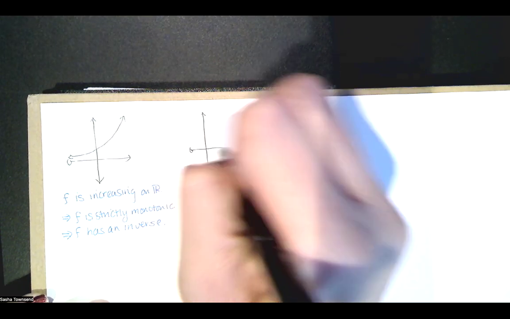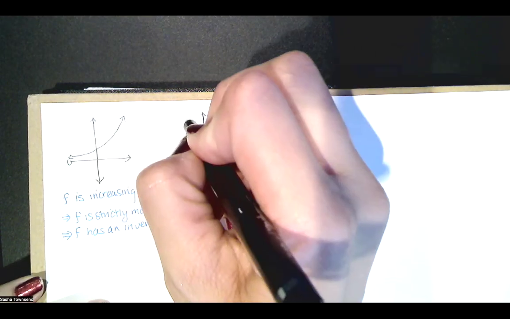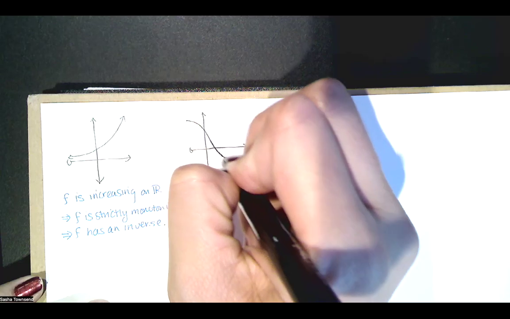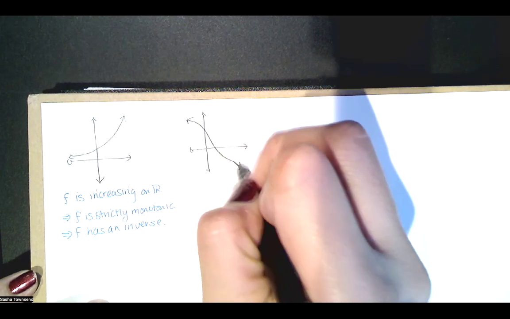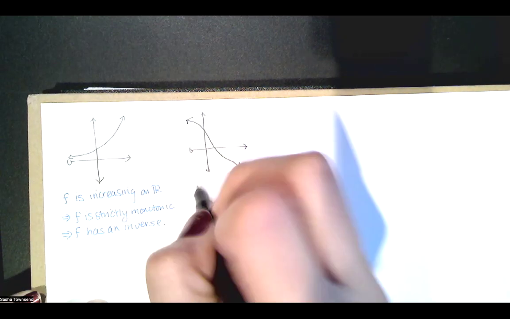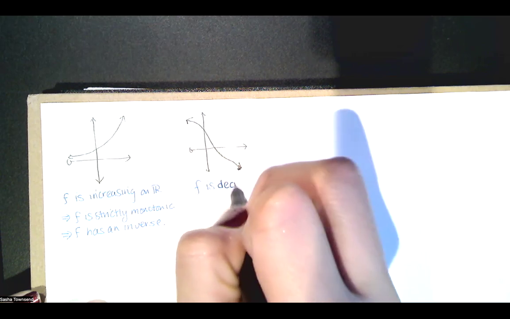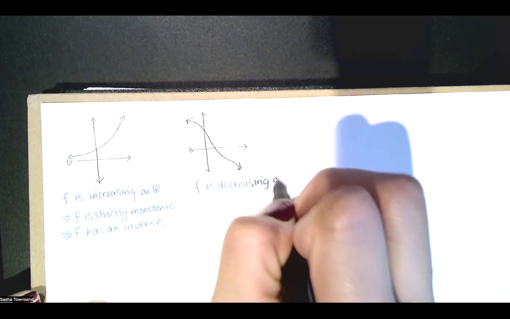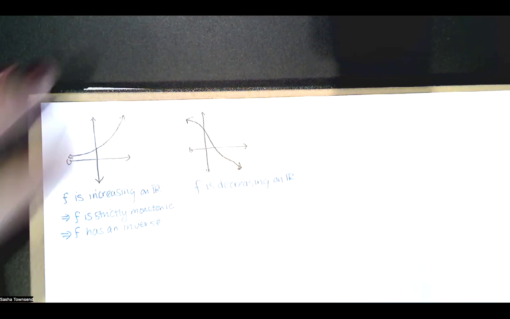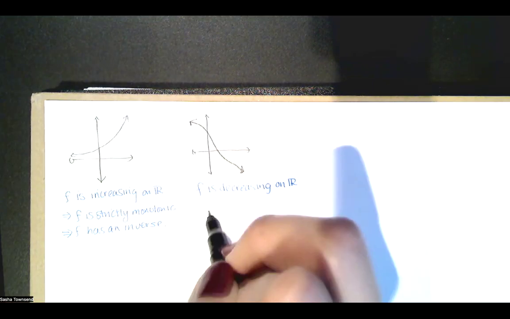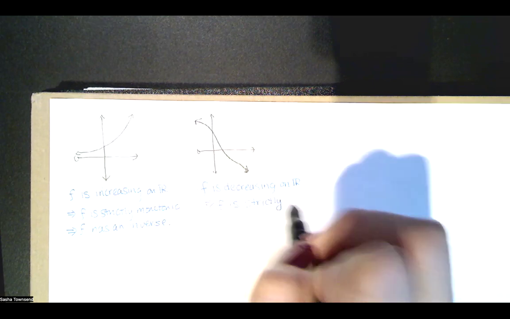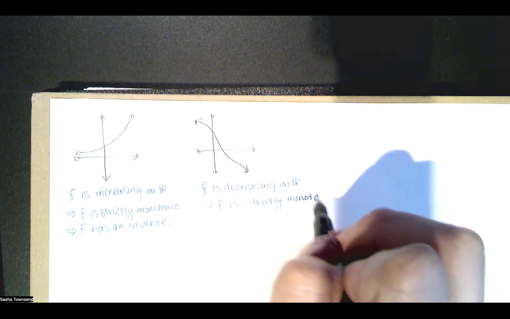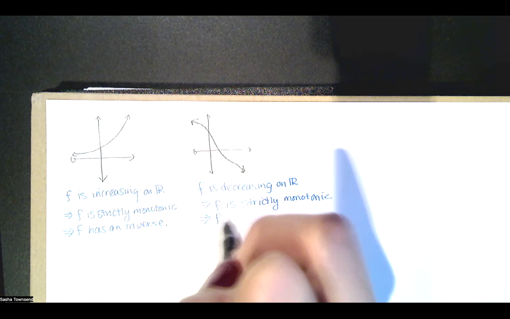Or if a function is decreasing the entire time, I mean, it might look like that. So the slopes are always negative. Then we say f is decreasing on its domain. I'm just drawing a function with a domain of all real numbers. Therefore, f is strictly monotonic. Therefore, f has an inverse.